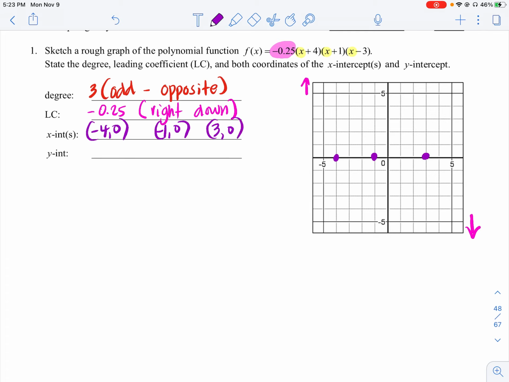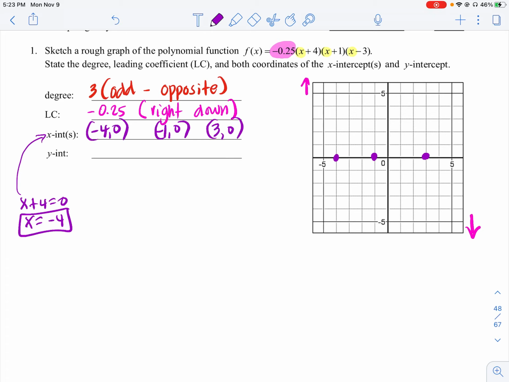And if you forget, for the last time, if you have x plus 4 equals 0, I need to make that equal to 0 to get my x-intercepts. And I have to do that for every single factor that I have. Okay? And that's how I got negative 4, negative 1, and a positive 3.